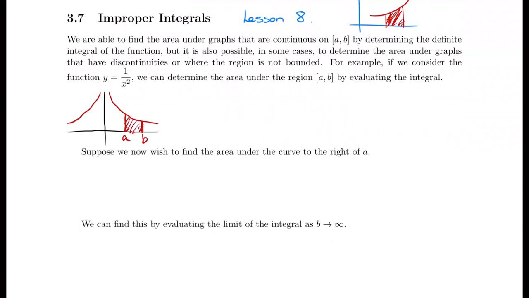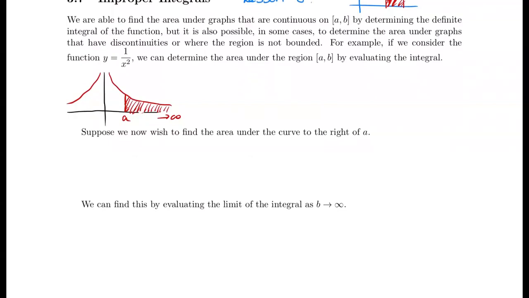But suppose there was no B here. And instead, this just gets filled completely by A. So the area just keeps on going towards infinity, right? So suppose we want to find the area to the right of A. So we want to find out what happens as it approaches infinity.